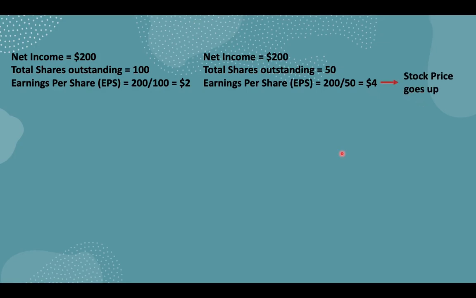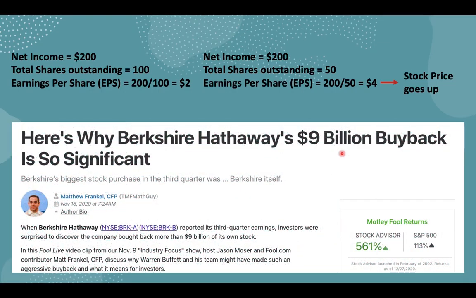So let's now consider a real-world example. So in the third quarter of this year, Berkshire Hathaway bought back its own shares for $9 billion. So this was the biggest investment that they did in the third quarter of this year. So as investors, we had to ask ourselves, was it a good price that Berkshire Hathaway paid to buy back its own shares? And let's take a look at that.